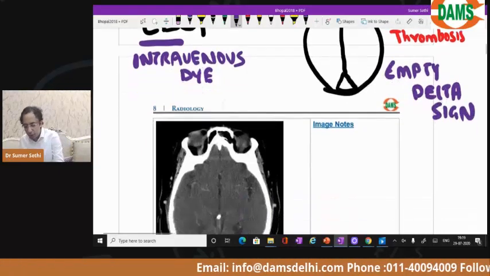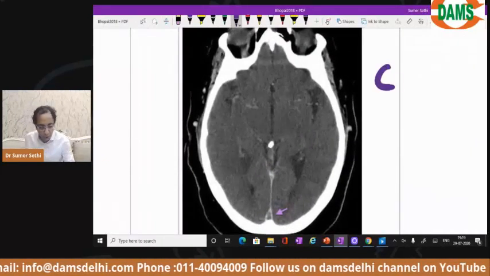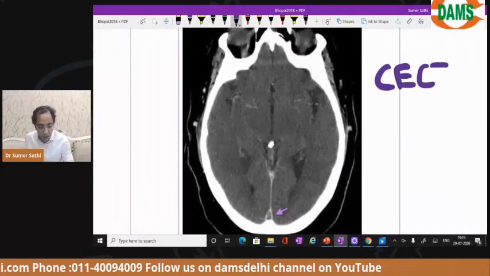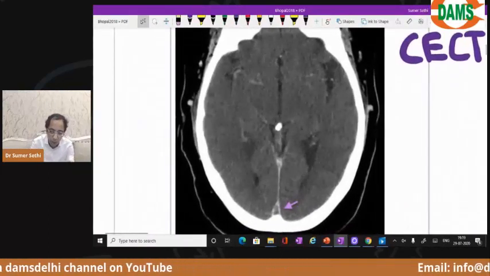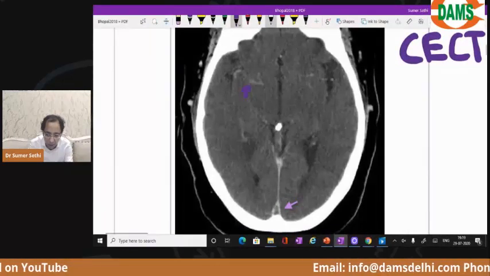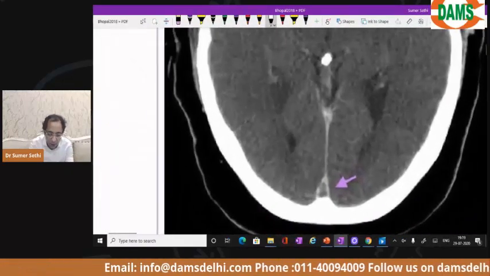Okay, so let me explain to you again with a visual. Look once, suppose this is a contrast enhanced CT. Here we have given intravenous dye. Now, how do I know that dye has been given? Because I can see the blood vessels taking up the dye. You might appreciate it. It's okay. But please see it here.